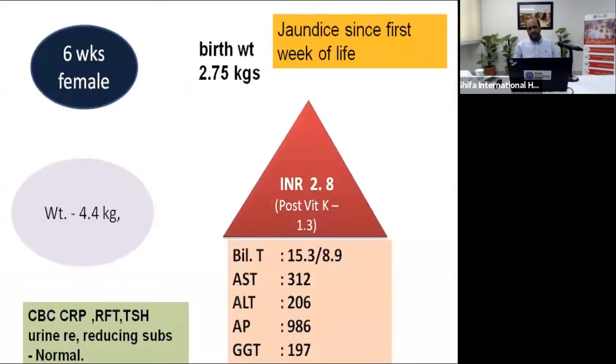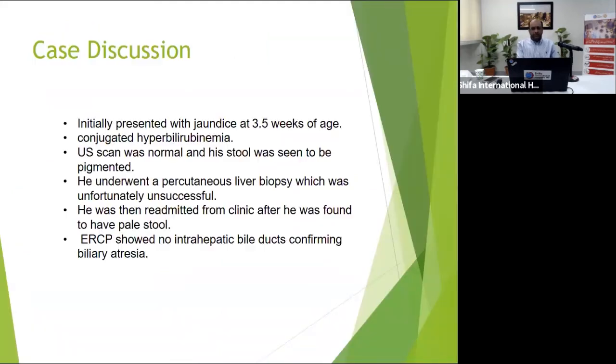In this case, again, a 6-week-old female with normal birth weight, normal baseline tests, including endocrine tests, thyroid, and urine for reducing substance, and the bilirubin and enzyme levels typically suggestive of conjugated hyperbilirubinemia. INR was prolonged, which was corrected after vitamin K. So this child presented, and then was followed, as I mentioned in the previous slide.